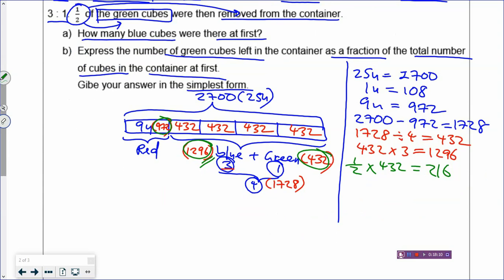Okay, so express the green cubes left, which is 216, as a fraction of the total cubes at first, which is 2700. Okay, so key in the fraction into your calculator and then you simplify and you will get 2 out of 25. Alright, the fraction is 2 out of 25 and your answer must be in the simplest form, right? And you solve the problem, right? So how many green cubes were left in the container?